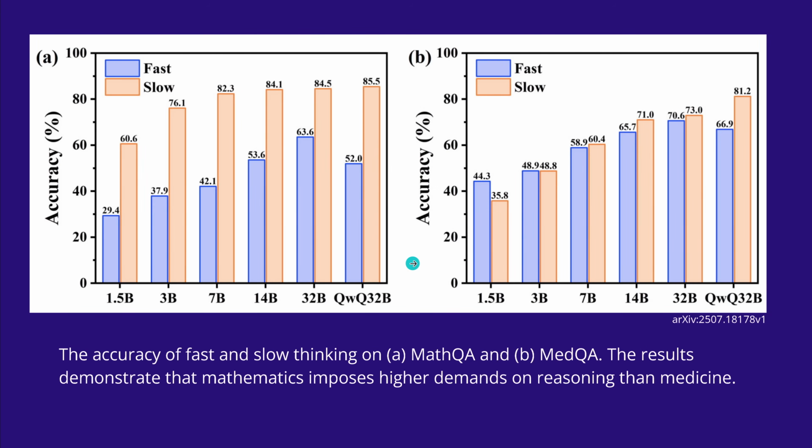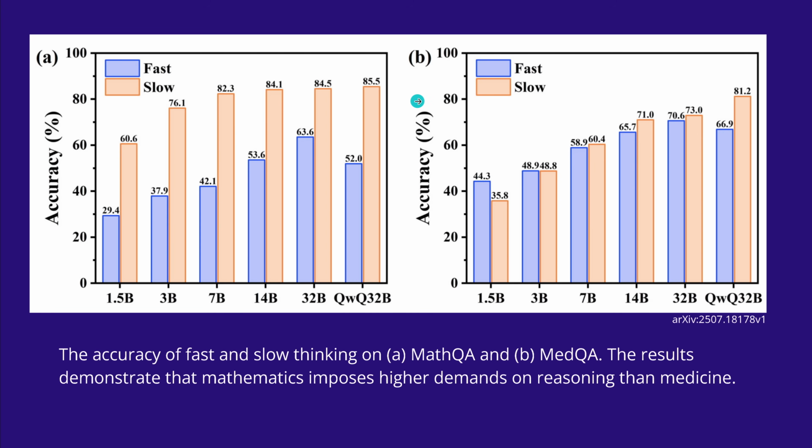And then they asked, what about domain-specific knowledge? And here on A, you have mathematics, and here on B, you have medical. Interesting, look at this. The result demonstrates clearly that mathematics, our A, imposes a higher demand on the reasoning, and you see here the slow reasoning in orange, than the reasoning on medicine. Now this is interesting. So there's something happening.